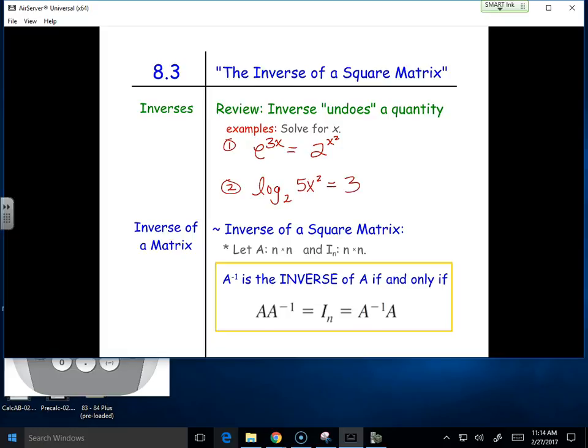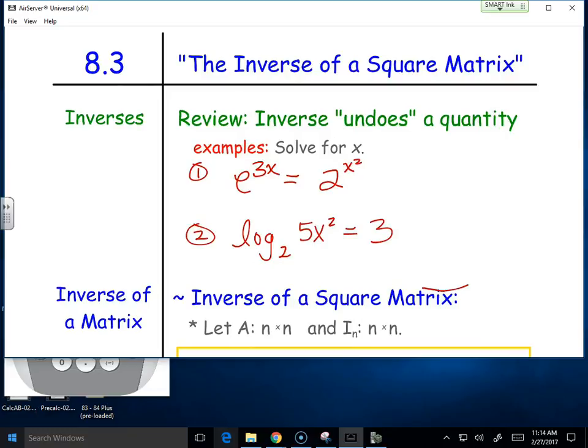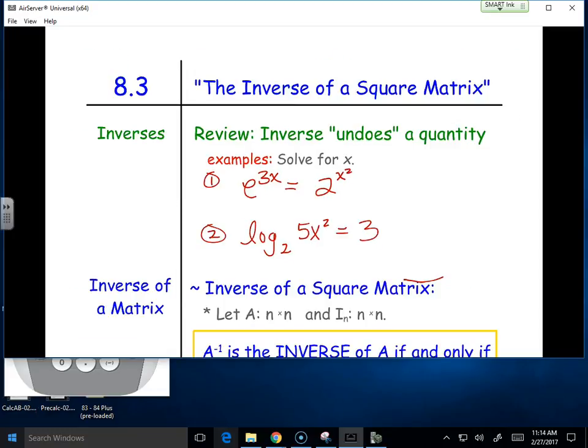What are my first two examples supposed to show? Something about a matrix? Nope. How do I solve? I use the inverse. I heard someone say ln. That was perfect. Why? How do I undo e to the 3x? I need the inverse, right? Remember, inverses undo, like ln and e.